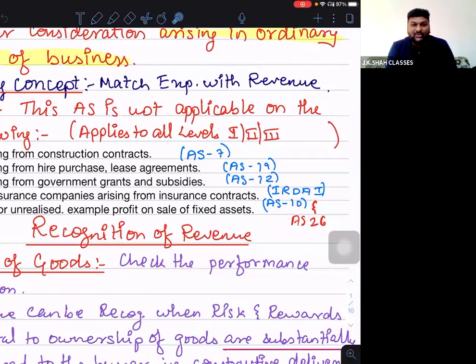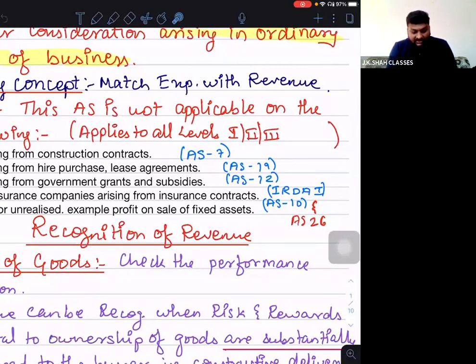But timing they don't know, sir. When should it be recorded? Today, tomorrow, 5 days after, 10 days before? That you don't know. That is what we are learning. So the first area where AS9 is not applicable is revenue arising from construction contracts. Sir, because how to recognize revenue and what should be the timing of recording the revenue is cleared with AS7. Because AS7 completely talks about construction contracts. So since AS7 has already given us the measures to recognize the revenue, AS9 will be completely silent.